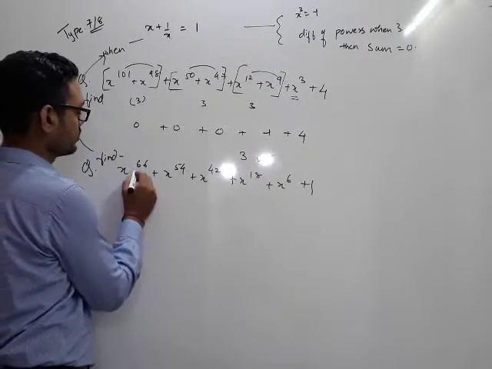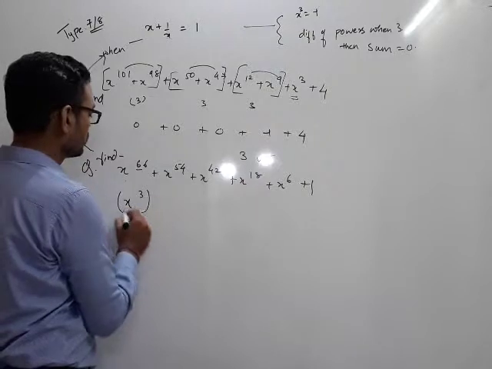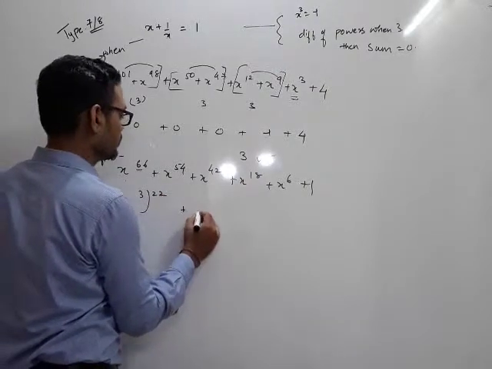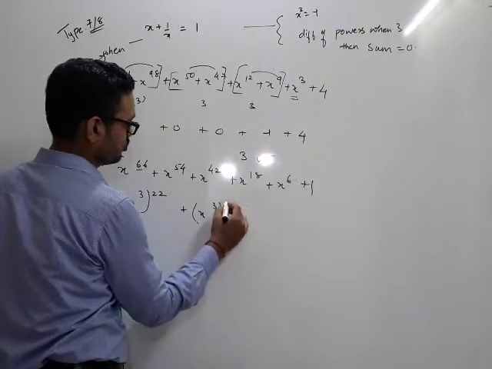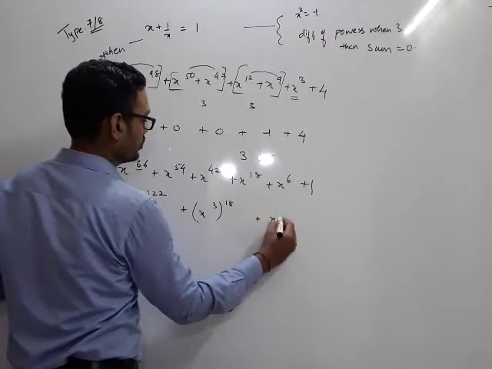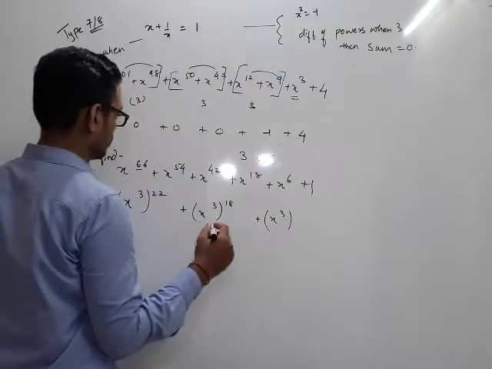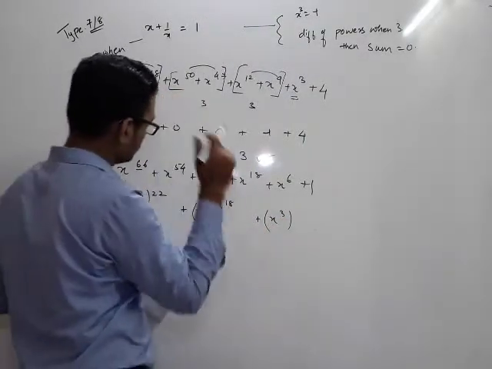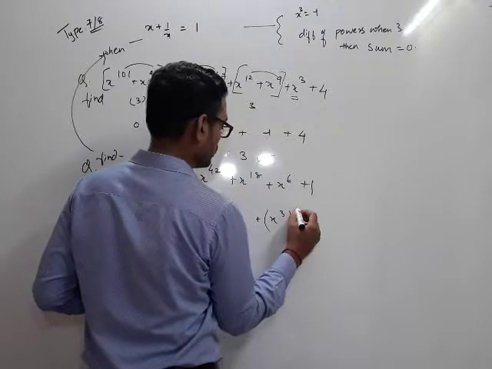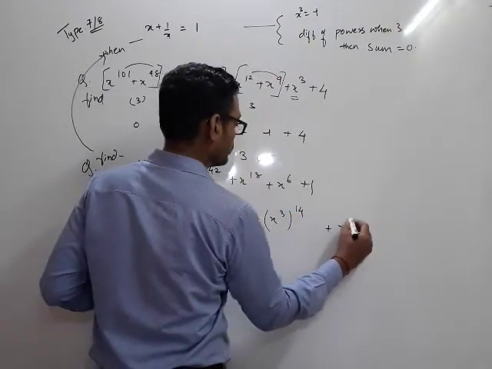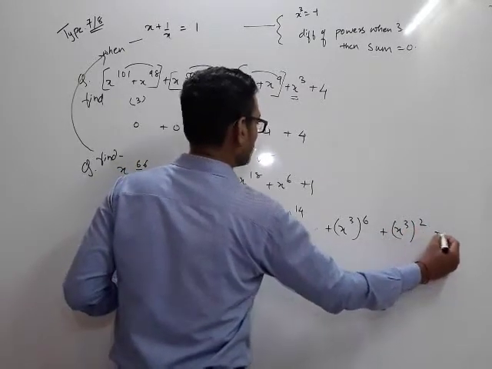This can be written as x raised to 66 can be written as x raised to 3 into 22 plus x raised to 3 into 18, x raised to 3 into 14, x raised to 3 into 6 plus x raised to 3 into 2 plus 1.